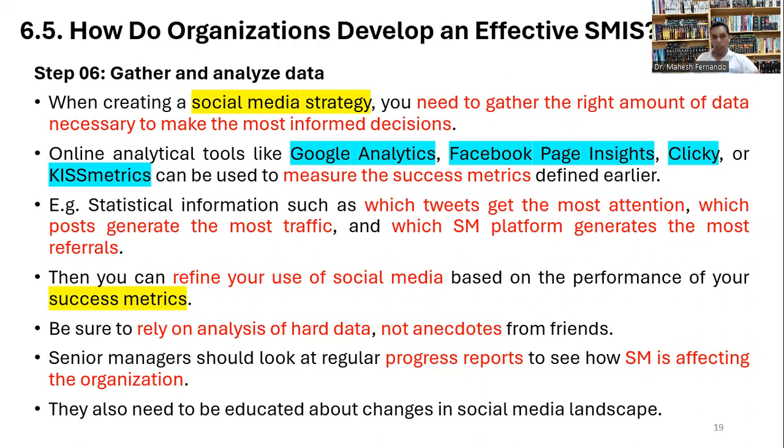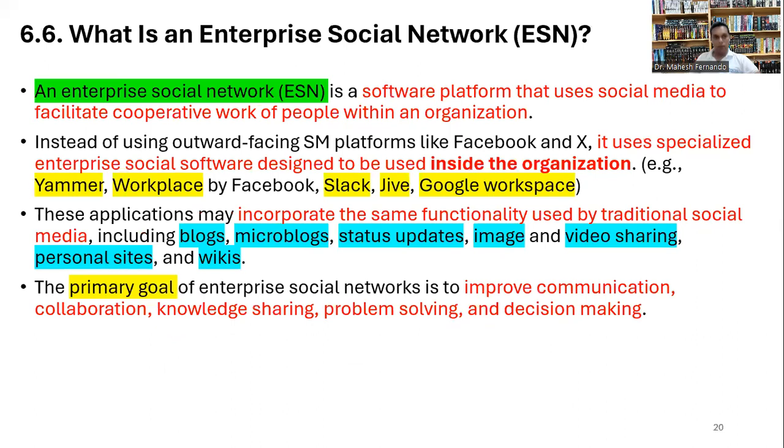Senior managers should look at regular progress reports to see how social media is affecting the organization. Therefore, the responsibility always lies with the senior managers. They need to identify what is happening and the progress of social media, track these success metrics, and identify how to go forward and what needs to be changed, as the last step of developing an effective social media information system. Therefore, we have learned about these 6 steps to develop an effective social media information system.